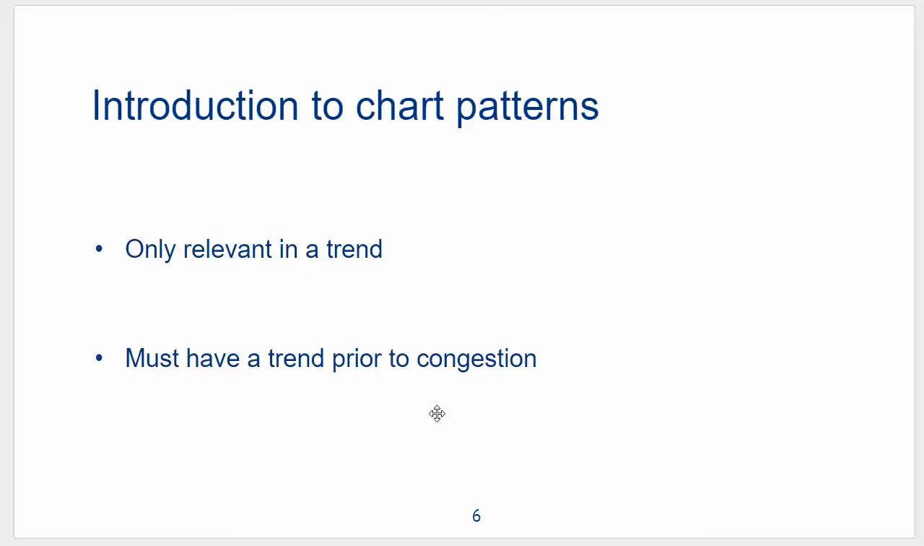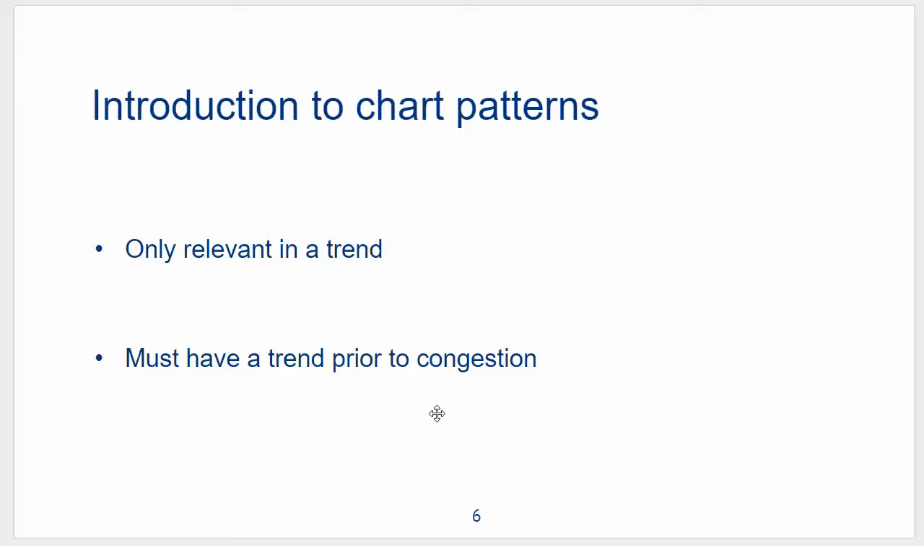Now, very, very important is that we need a trend before we can identify a congestion area or identify a pattern. And as I've mentioned before, markets move from trending phases into congestion phases. If we look at a chart and we see a congestion area but we don't see a trend leading into it, then we don't have a pattern, and it may be very, very difficult to trade that type of pattern.